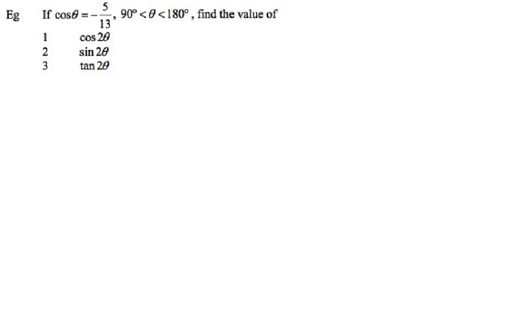So we've been given one piece of information. The value of cosine is negative 5/13. The second piece of information I guess we've been given is that theta is in the second quadrant. So based on that, we need to find the value of cos 2 theta, sine 2 theta, and tan 2 theta. Well, for number 1, we know that cos 2 theta is the same as cos 2a.